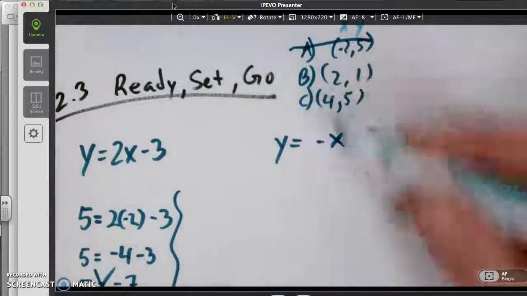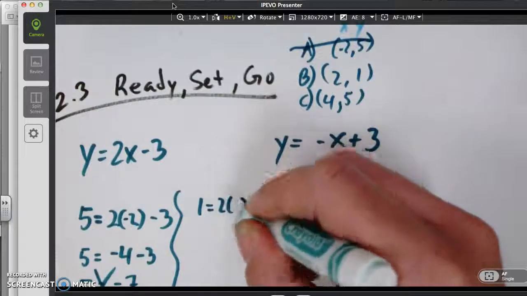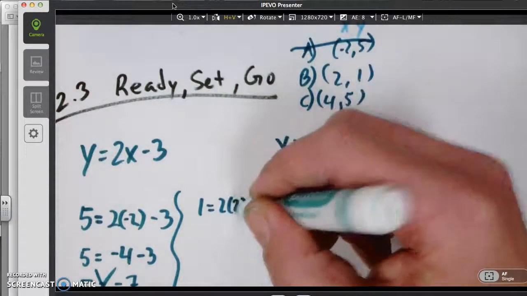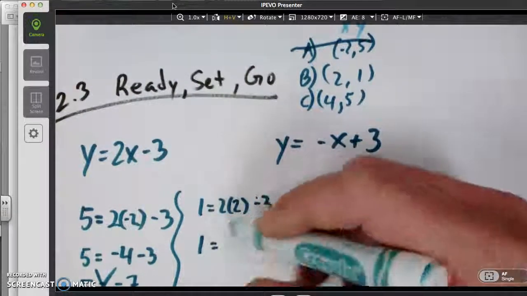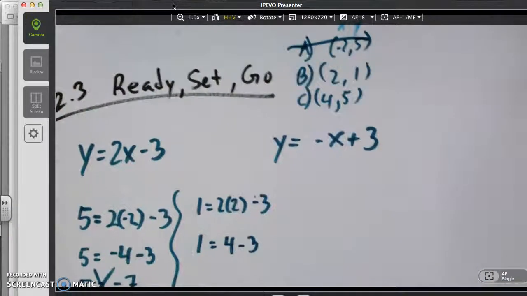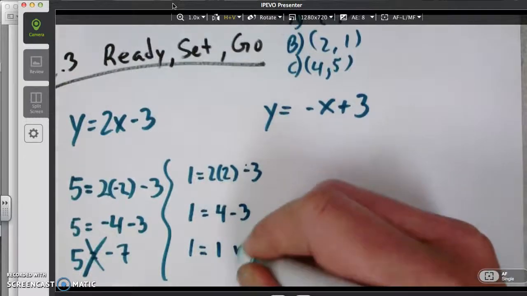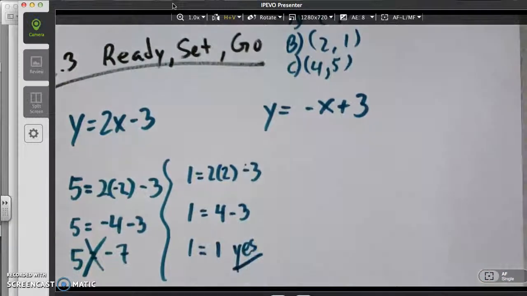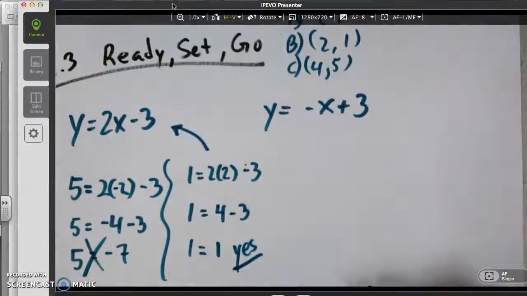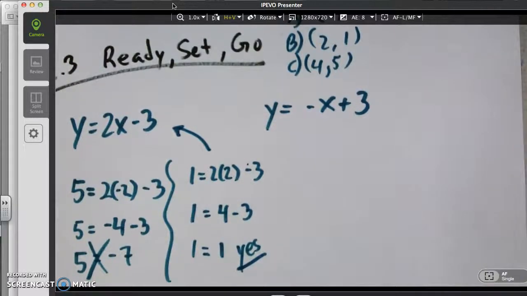Okay, so let's check B. Let's plug in 2 for x and 1 for y. So 1 equals 2 times x minus 3. Again, for x, we're going to put in a 2. We get 1 equals 2 times 2, which is 4, minus 3. This makes a little more sense. 1 equals 4 minus 3, which is 1. 1 equals 1. Yes. Okay, now, it worked for that equation. We got to check, does it work for the second equation? That's the whole thing.